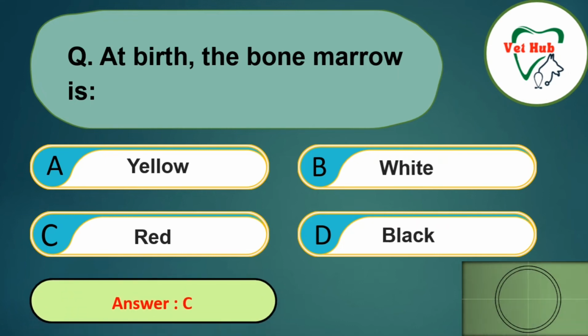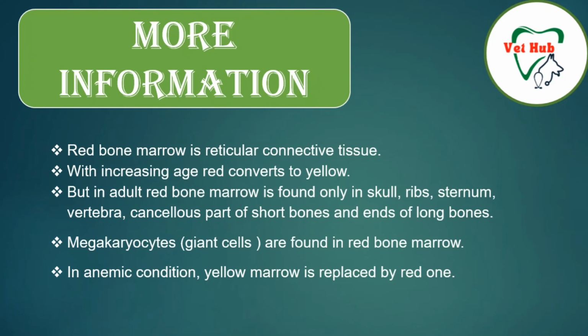And the correct answer is option number C, red. Usually at birth the bone marrow is red. Red bone marrow is reticular connective tissue. With increasing age, red bone marrow converts into yellow bone marrow. But in adults, red bone marrow is found only in skull, ribs, sternum, vertebra, cancellous part of short bones, and ends of long bones. Likewise, megakaryocytes or giant cells are found in red bone marrow. Similarly, in anemic condition, yellow bone marrow is replaced by red bone marrow.